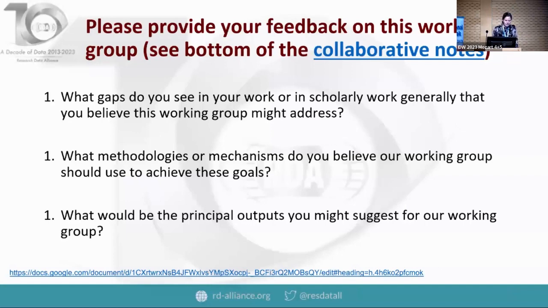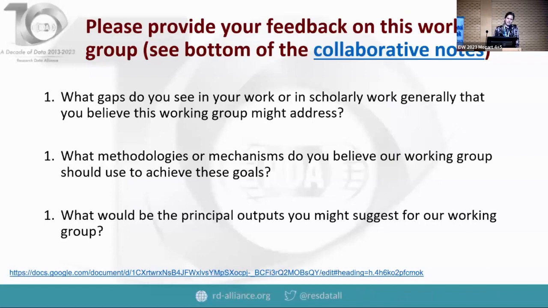So the co-chairs have actually put together 3 questions. So for the remaining time, for the remaining 10 minutes, if you can go to the collaborative notes, you can do this by adding your name or you can do it anonymously. We would like you to just provide us a bit of feedback. So what gaps do you see in your scholarly work? So I'm sure you're from different backgrounds and different institutions and do different roles. What gaps do you see in your work that generally you think that this working group might be able to address? So what do you think is useful about what we're trying to achieve?